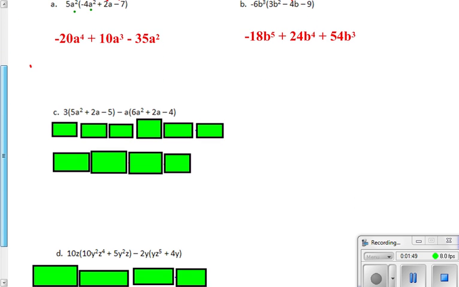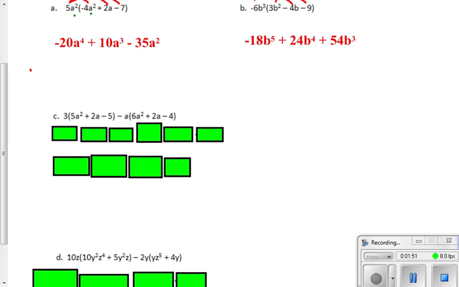Down here in C, you have a monomial multiplied into two different trinomials here. So I'm going to go ahead and distribute my 3 first, and I'll distribute 3 into each one of these terms there. When I distribute my 3, I have 15a squared. Then we'd have 3 times 2a giving you 6a, and 3 times negative 5, which would be negative 15.